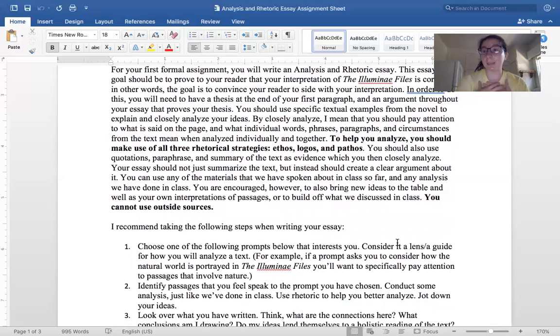So you might take something that I wrote out in one of my analyses of a passage that I did online, and you might disagree and go a different direction, or you might just build off what I have already said. That's totally fine. You cannot use outside sources. I don't think you can find any outside sources about the Illuminate files anyway. It's a YA sci-fi book. Nobody is writing about it except for us.